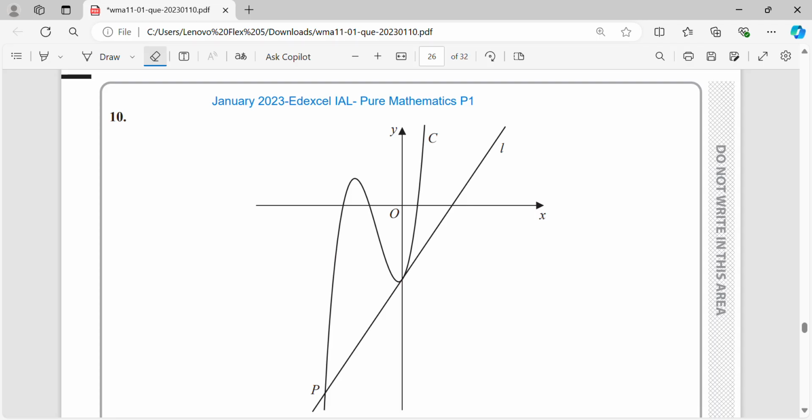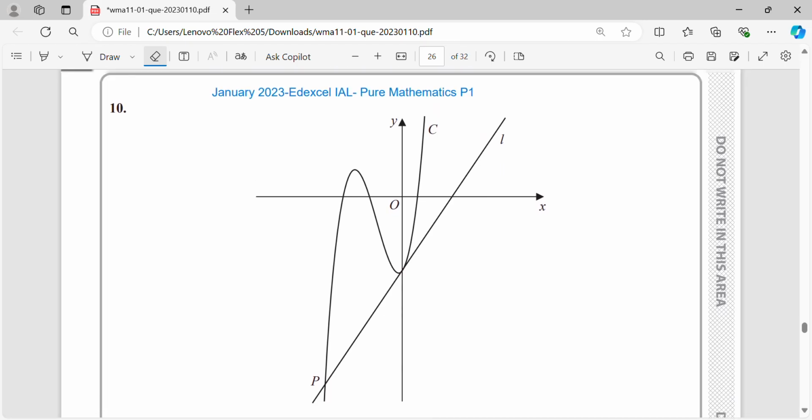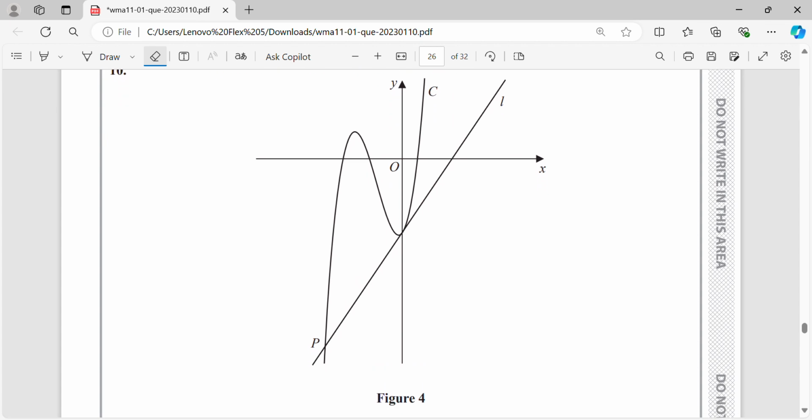In this video I will be solving question number 10 from the January 2023 Edexcel IAL Pure Mathematics P1 paper. We will go through the problem step by step, ensuring you understand the concept and techniques needed to tackle similar questions in the exam. Okay, question 10, you can see you have figure 4 here.